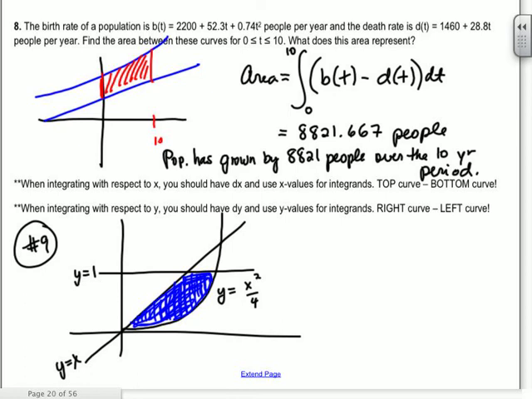Okay, so if we're doing top minus the bottom, is there a definite top and bottom curve for certain x values? Yes, for certain x values. So from here to here, do you guys see it? There's a definite top and bottom. So this is the red.